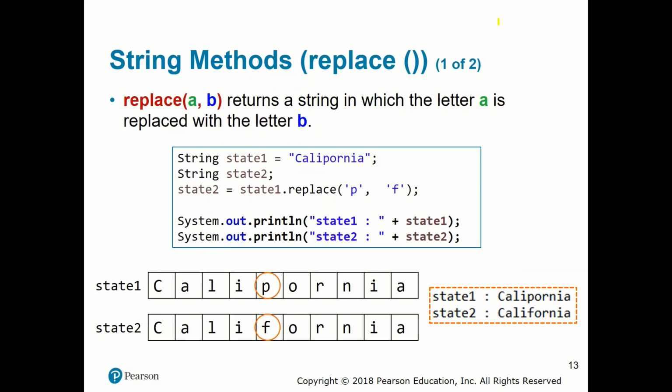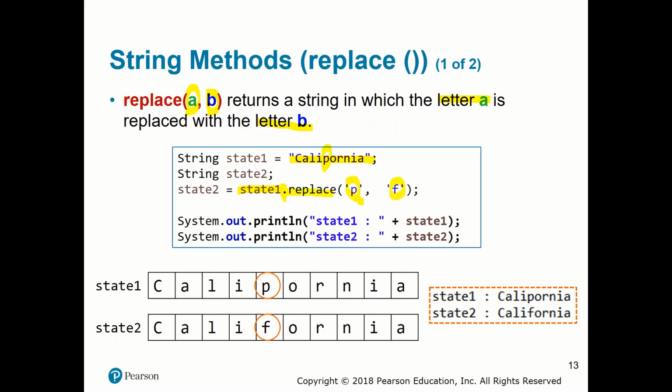The replace method returns a string in which letter A is replaced with letter B. So this letter will be replaced with this letter. For example, state1 has California. As you see, this is P, so I want to replace this with F. To do this, we need to write state1.replace('P', 'F').